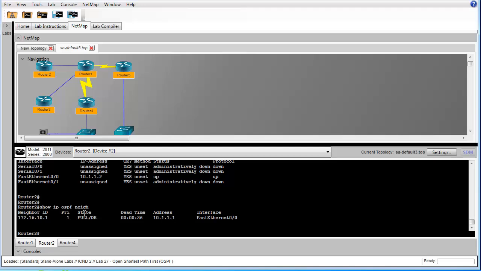We're asked what the full state means, and this just indicates that router 1 and router 2 are fully synchronized and they are done sharing LSAs. So it means that their databases are fully synchronized. So all the information that router 1 knows, router 2 also knows.